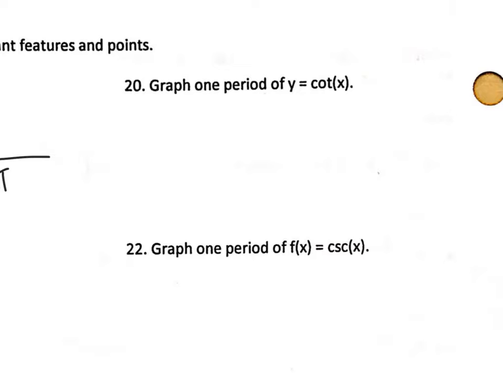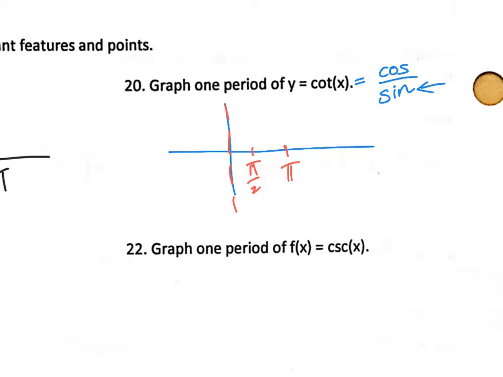Now they want me to graph 1 period of the cotangent x. So remember, cotangent is cosine over sine. So that means that whatever makes the sine 0 is going to be my asymptote. So in this case, the asymptotes are going to be the k pi family. So I will have to put a vertical asymptote at the 0, the pi, and so on. 1 period of the cotangent x is just pi. So I'm going to count pi over 2 and then pi and put a vertical asymptote at the pi.